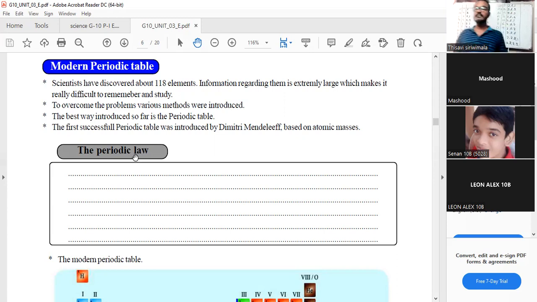And there's another thing. What we are studying in this book is not the periodic table made by him. That was old, based on something else. Now we are studying the modern periodic table, not the previous one. Before talking about the periodic table, there is a periodic law.